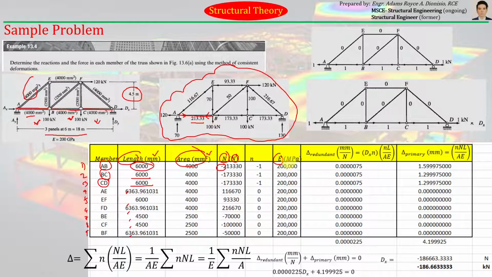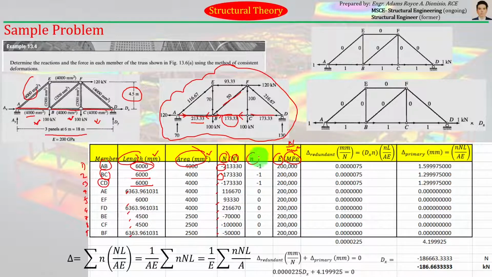I express the modulus of elasticity in terms of Newton per mm squared, or simply megapascal. Megapascal is equal to Newton per mm squared. Okay. For member BC, the actual force is 173.33, and it is still compression, so we have to indicate negative here, and so on and so forth. So we just have to write down all of the forces on each of the members.